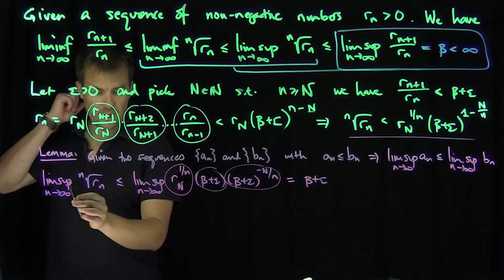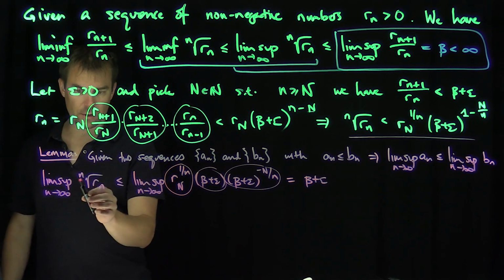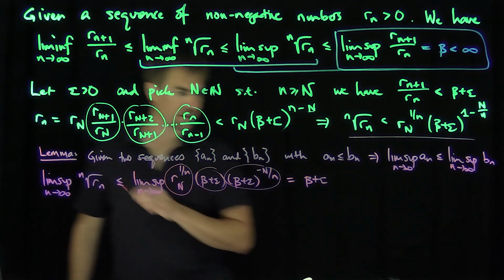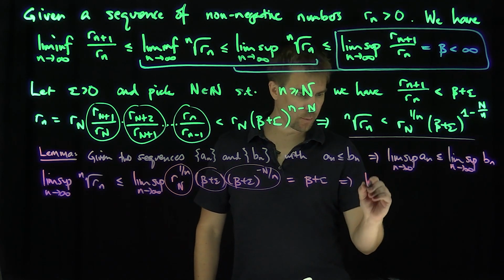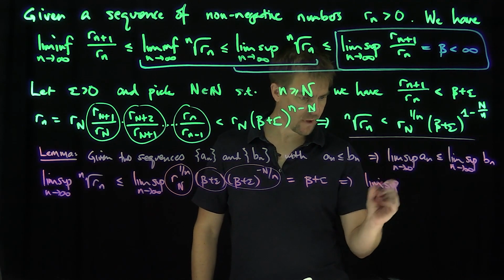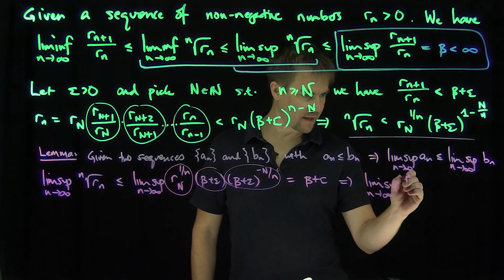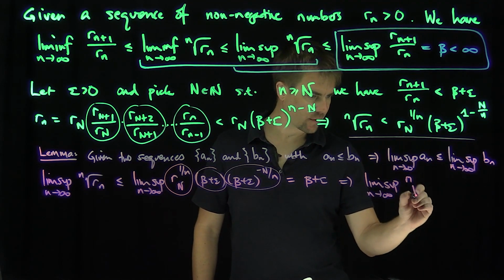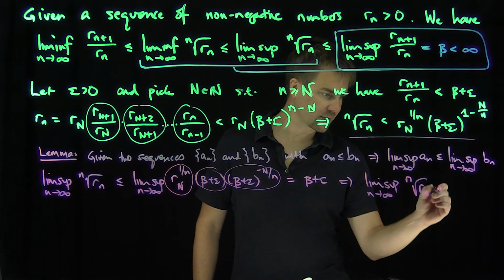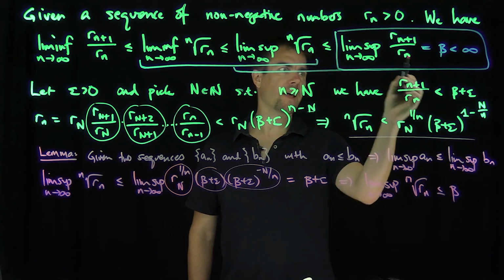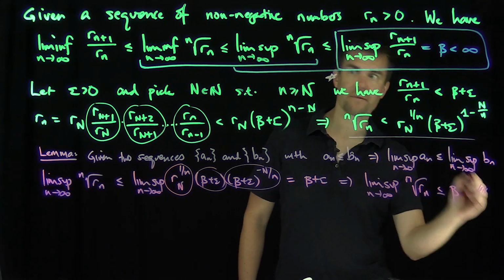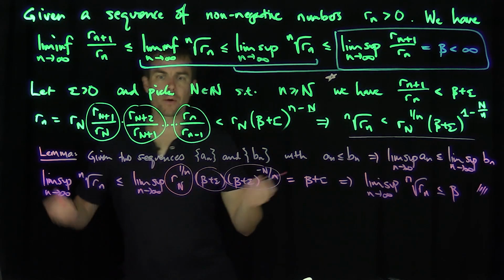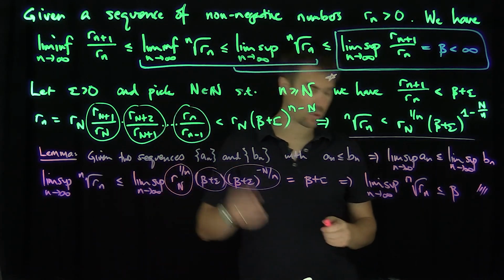So what have we shown? We've shown that for every epsilon greater than 0, the limsup as n goes to infinity of the nth root of R_n is less than or equal to beta plus epsilon, and that implies that the limsup as n goes to infinity of the nth root of R_n is less than or equal to beta. And that, of course, is this quantity over here, so we've just proven this inequality over here. So that gives us a proof of that topmost inequality. And now we're going to apply similar reasoning to the bottom inequality over here, okay?